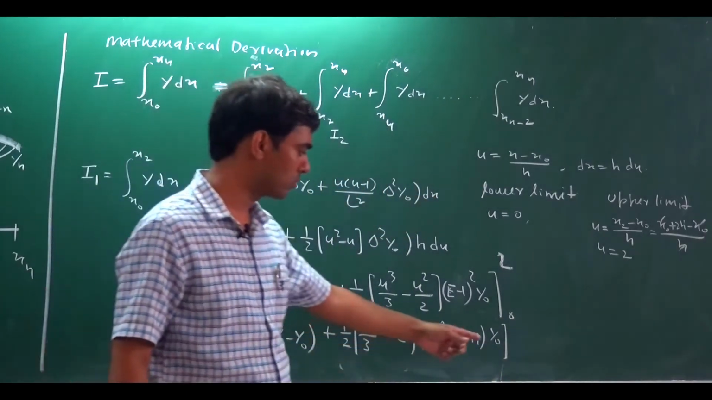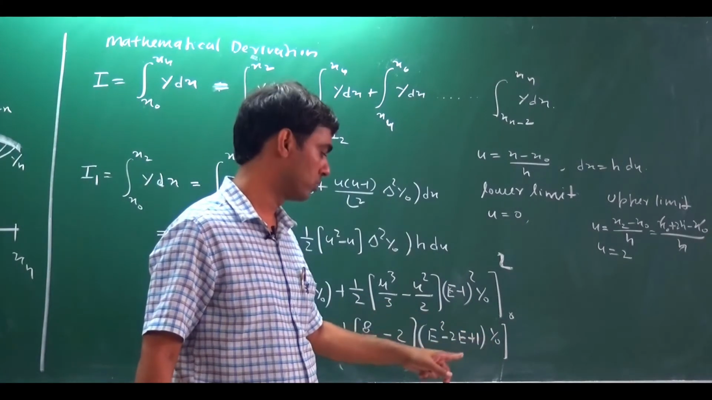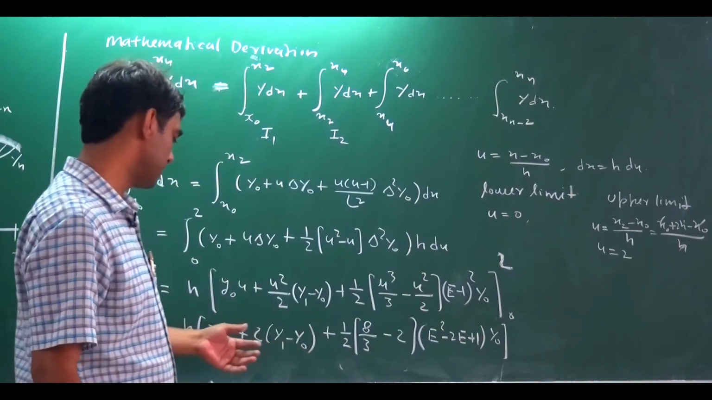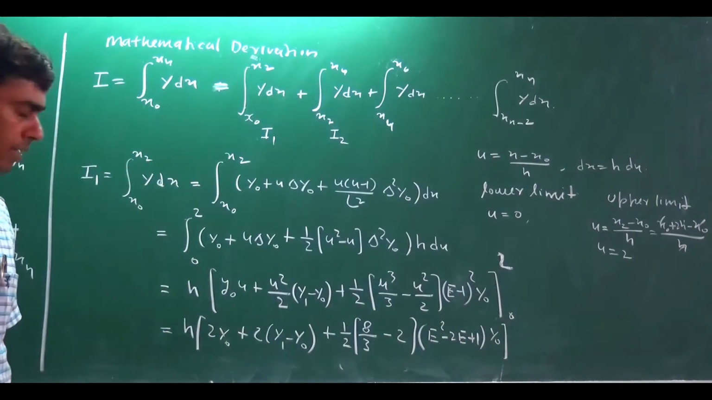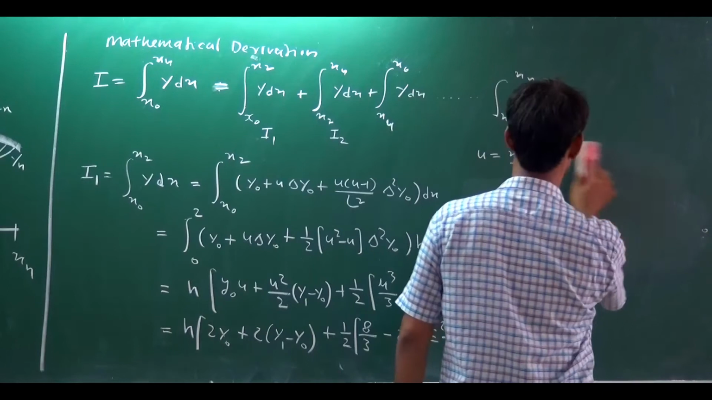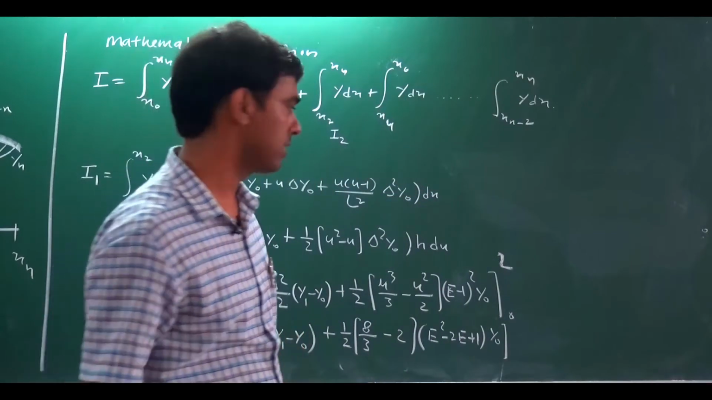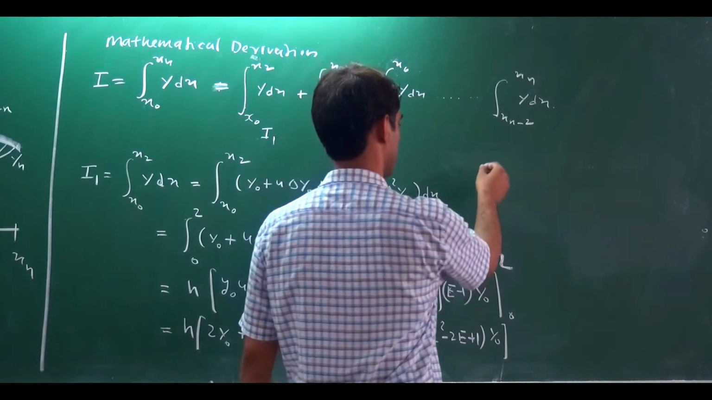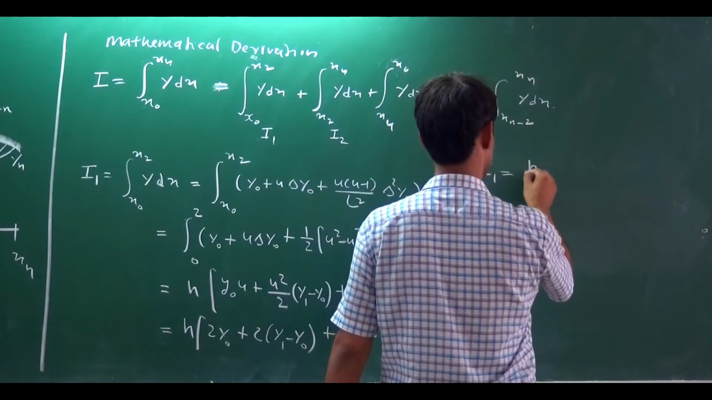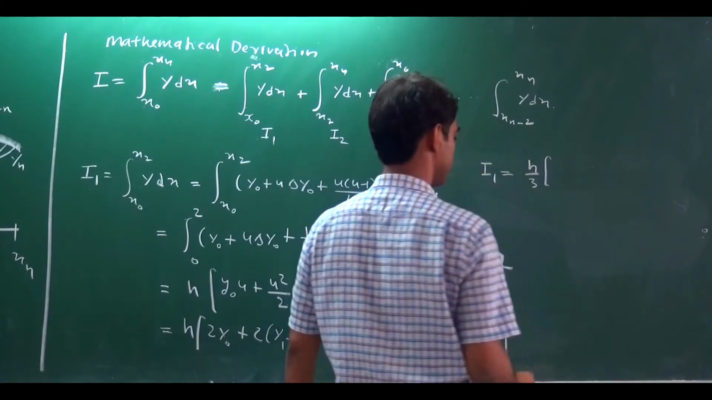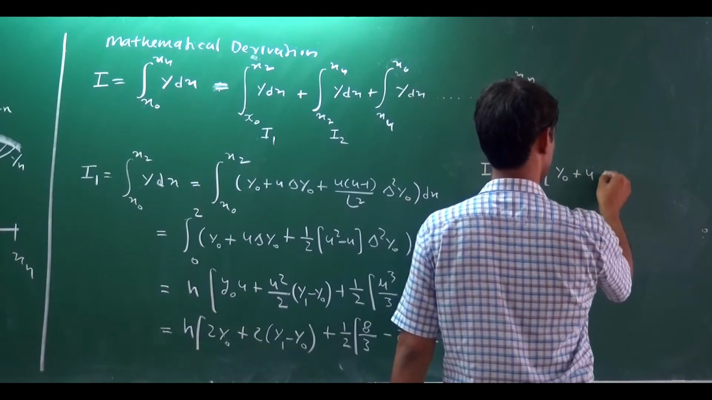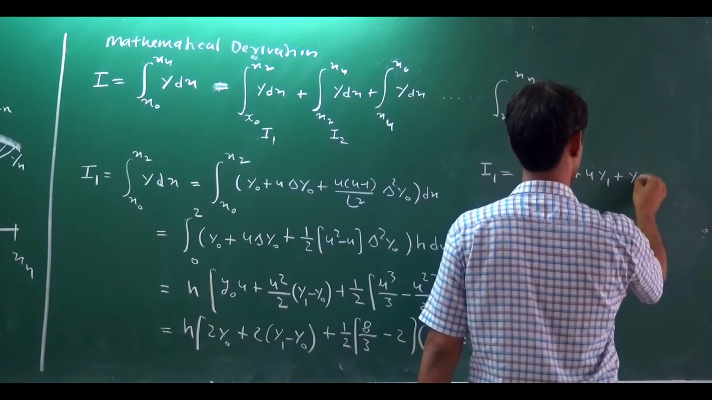If we operate this, E square y0 becomes y2, E y0 becomes y1, and y0 stays. So if we simplify this expression, what is the result? After simplification, I1 becomes h by 3 times y0 plus 4y1 plus y2.